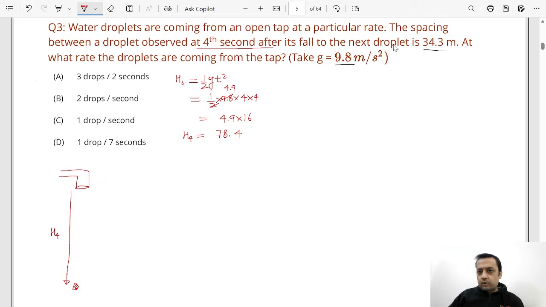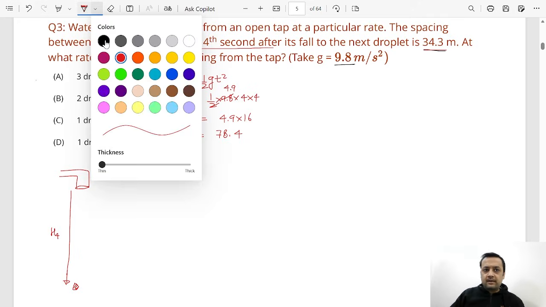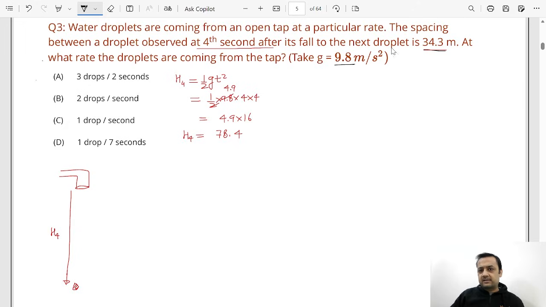The question says that the next drop was 34.3 meters above. The next drop that would have fallen will be somewhere over here, and this distance is 34.3. All right. That means what is the distance fallen by this drop? Let me call this the height fallen by the next drop, or whatever you want to call it. So basically let's call this h dash.